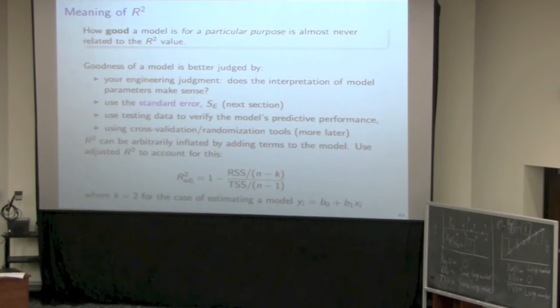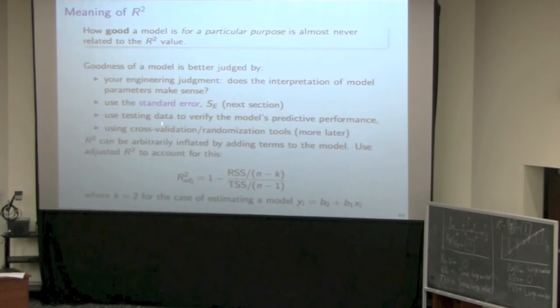Telling how good a model is for particular purposes is almost never related to R squared. You will burn yourself if you get a model with good R squared and say, I'm going to use this model to predict something about my process. Because what you will find, unless you've tested that model thoroughly, is that your predictions will have substantial error. So we'll show how to do that next.